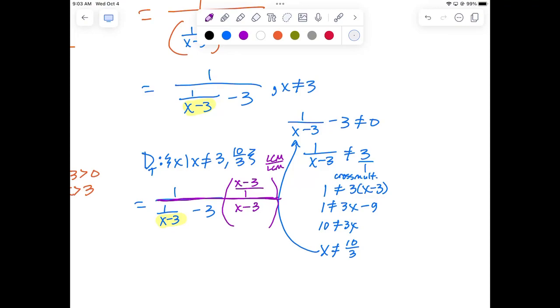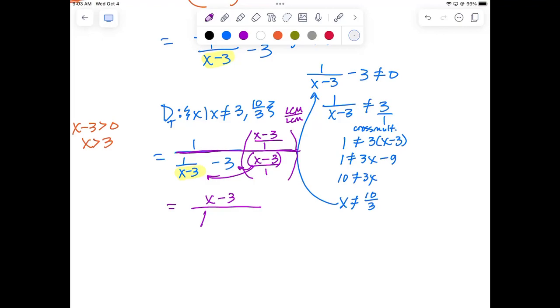We have a downstairs with a bunk bed of x minus 3 over 1. If I just multiply straight across from the top, 1 times x minus 3 is x minus 3. And the bottom, if I distribute the x minus 3 to both of them, I destroy the bunk bed in the first one, so I just get 1, and then I get minus 3 times x minus 3.